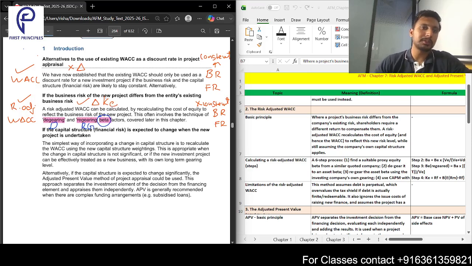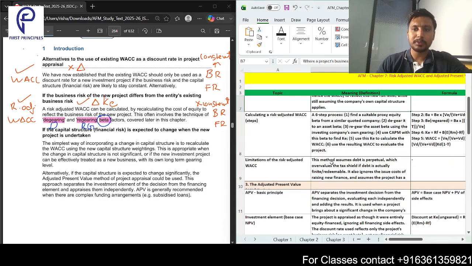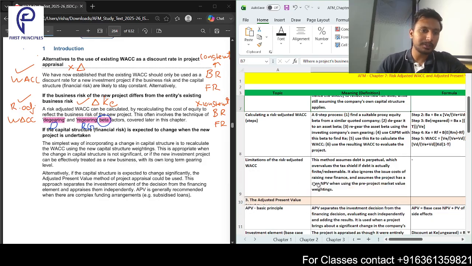We change the cost of equity. We look into the process of how to go about it. We re-gear and de-gear, and the cost of equity is changed.